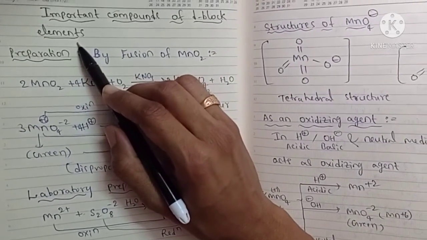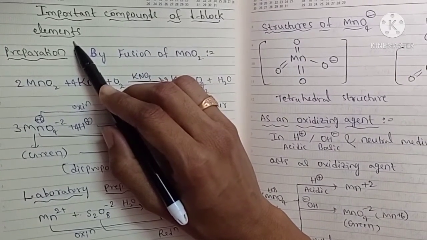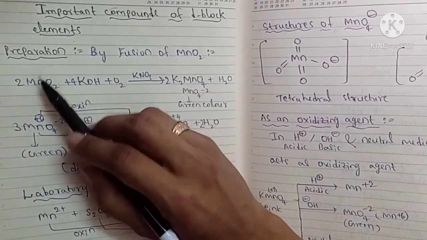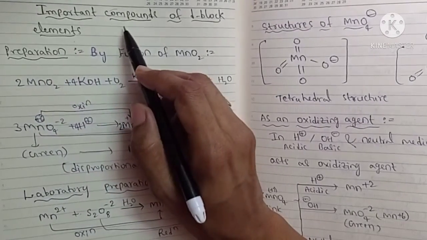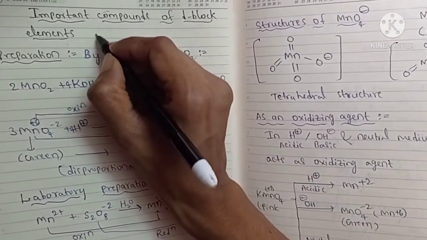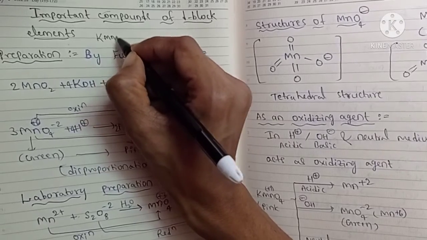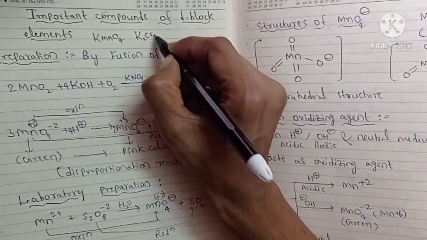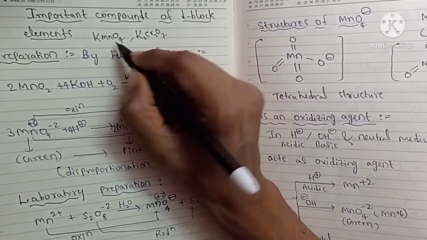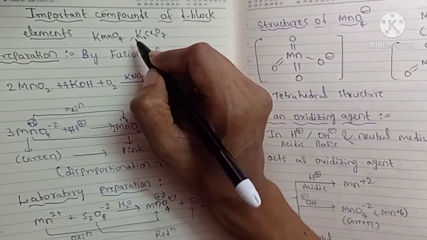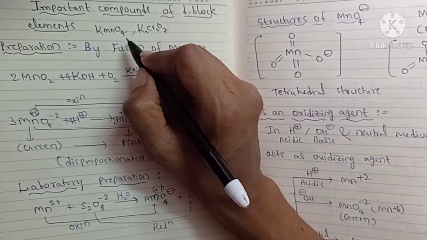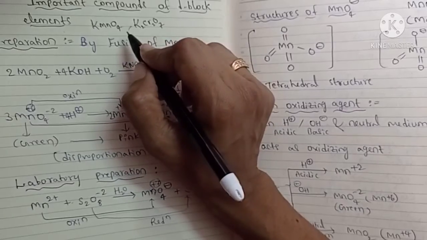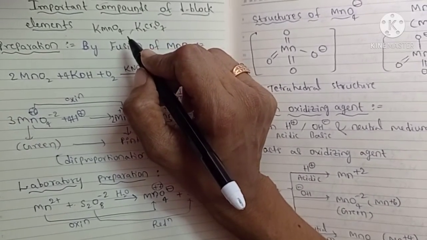So this is in your D block elements chapter. This is one of the topics. In this topic, we will learn about two compounds, KMnO4 potassium permanganate and K2Cr2O7. These two are important compounds in the D block elements, and both are used as oxidizing agents.